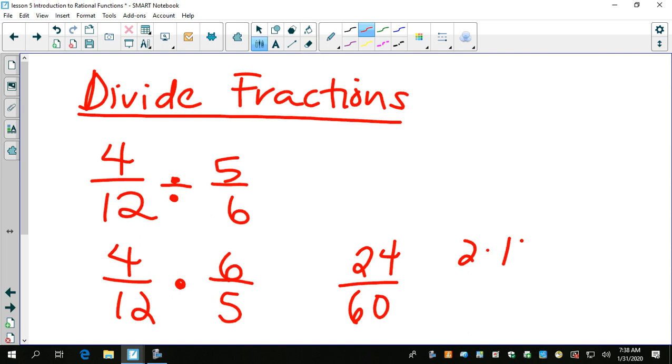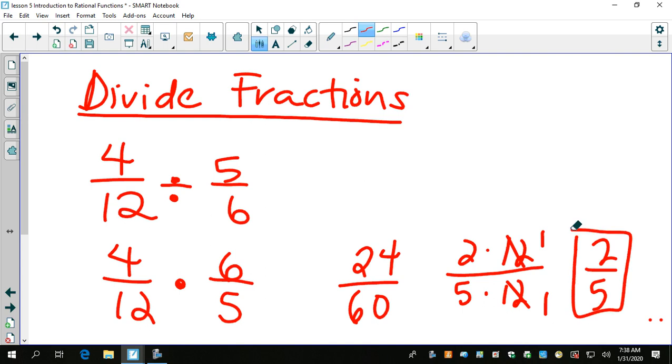2 times 12 and 5 times 12. And what cancels? 12s. And when I say cancels, I mean reduces to 1. Big difference, because sometimes when you say cancel, that means goes to 0, but no, it goes to 1, not 0. And then I'm just left with 2 fifths. All right. Do you feel like you were re-educated in fractions a bit?